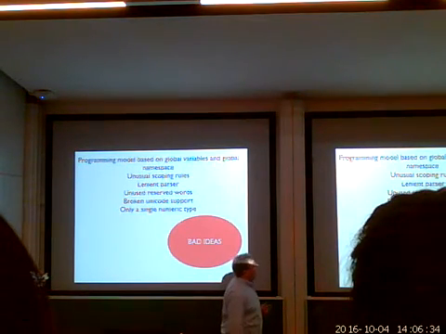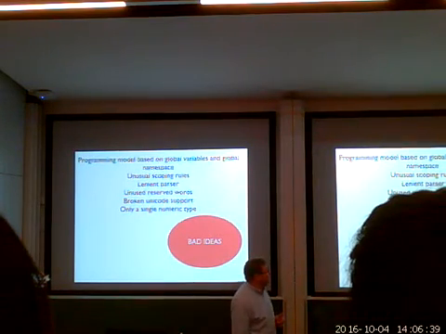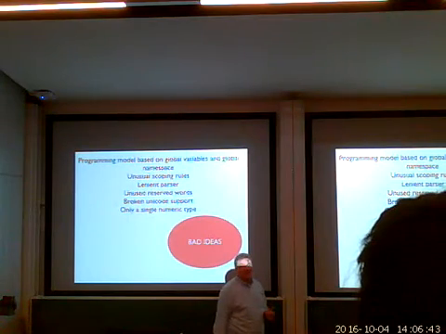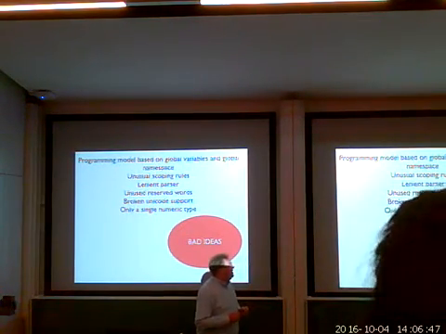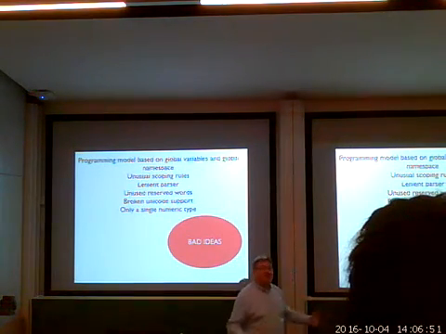It's a bit crazy. Unicode support is broken. That's still the case today. That's true of many languages. And when you come to Python, Unicode support is terrible. And there's only a single numeric type, so there's a number.